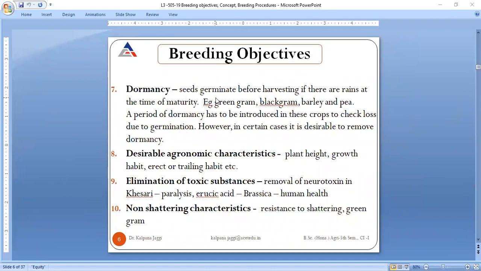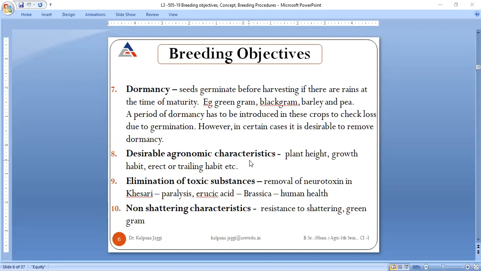Then the dormancy period can be reduced, because what happens is that seeds germinate before harvesting, right? Like in the case of green gram, black gram, barley, pea, a period of dormancy is introduced into these crops. So to avoid any loss due to the germination, this dormancy period can be removed.